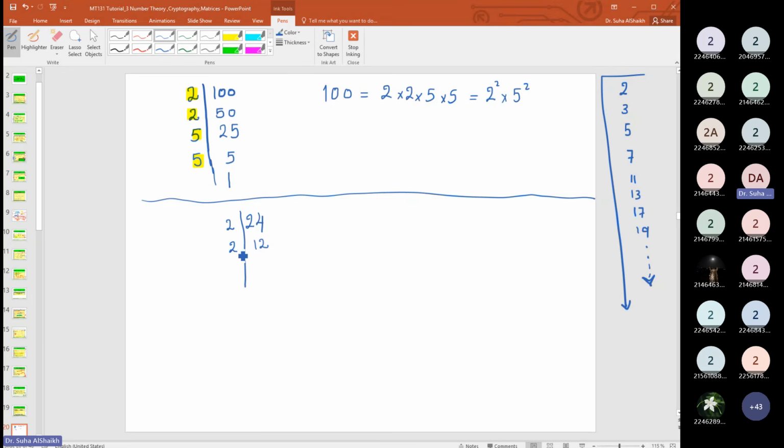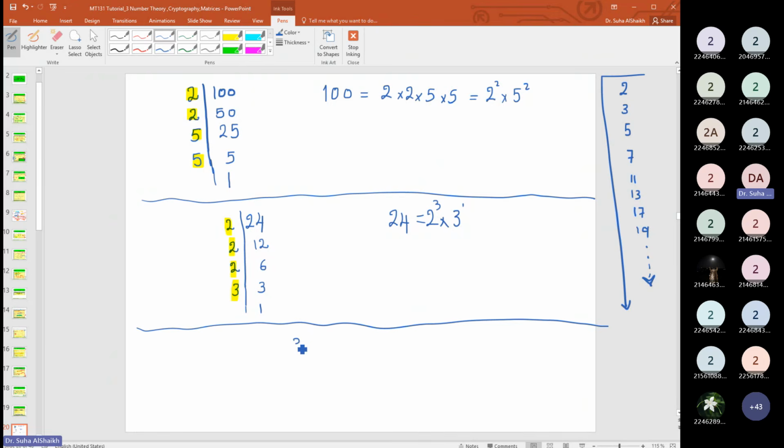The 12 is divisible by 2 and the result is 6. And the 6 is divisible again by 2, the result is what? 3. Now 2 does not divide anymore. I have to check the next, which is 3, and the result is 1. Once we reach the 1, that's it. And this is 2, 2, 2 and 3. So we say that 24 is equal to 2 to the power 3 multiplied with 3 to the power 1.